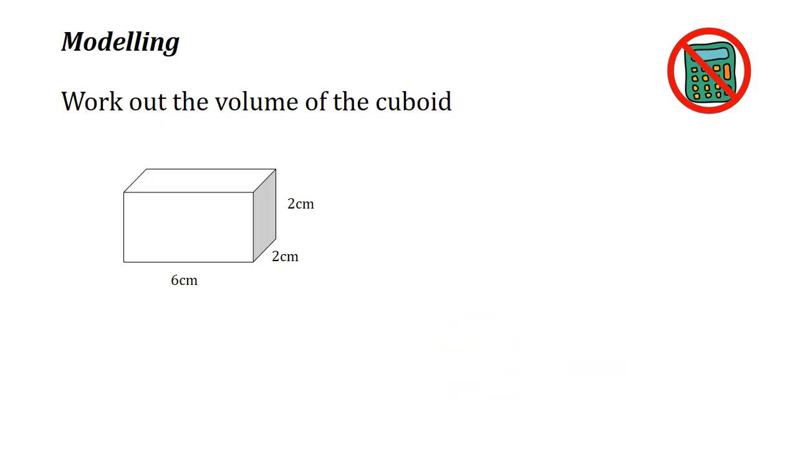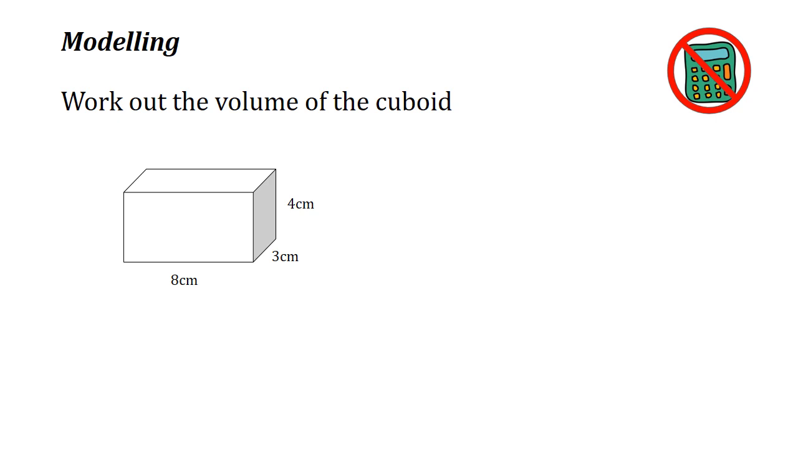Okay, when it comes to working out the volume of a cuboid, there's a formula you need to remember. The volume is equal to the length multiplied by the width multiplied by the height. In this case, the length is 6, the width is 2, the height is 2. Multiply all those together. 6 times 2 is 12, 12 times 2 is 24, and the units, because the lengths are in centimeters, the volume will be centimeters cubed.